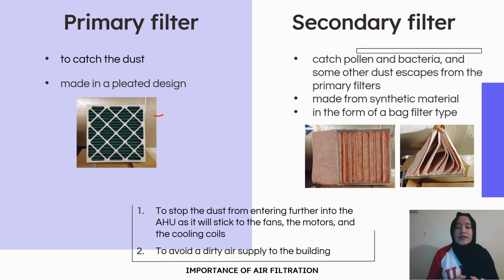The secondary filter can catch pollen, bacteria, and some other particles that escape from the primary filters. It is made from synthetic material in the form of a bag filter. So this is a picture of a bag filter type. This bag filter type creates a lot of pressure resistance that the fan has to overcome. The higher efficiency filters will create a lower pressure drop, and the fans can overcome the pressure a lot more easily.